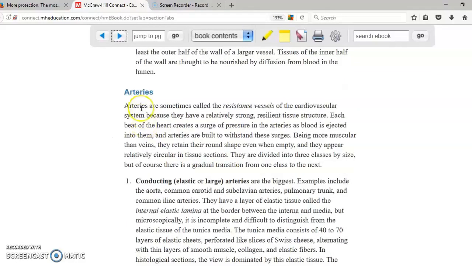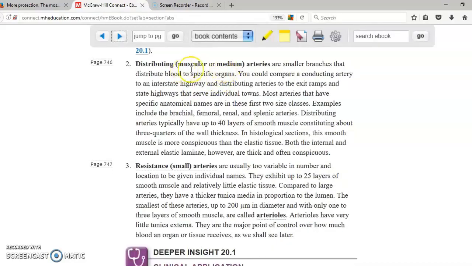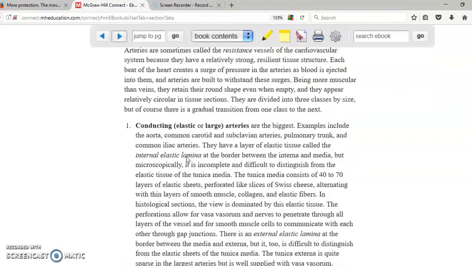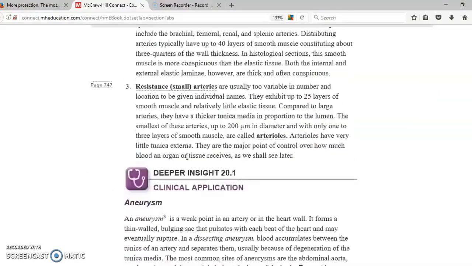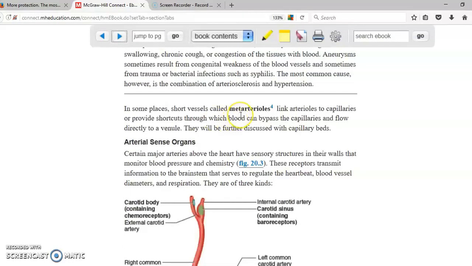So let's take a look at the arteries. It says conducting large or elastic arteries, medium distributing muscular arteries, or small. So again, you can just say that you have large arteries, medium arteries, and small arteries. Let's keep going. Meta-arterioles. Sometimes the arterioles are going to branch out a little bit more, giving you meta-arterioles, and the meta-arterioles are the ones that are going to be in contact with the capillaries. But again, that's just a detail.